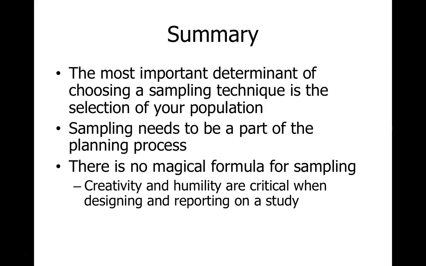And there's no magical formula for sampling. We're always making decisions between a range of options that may have some pros and cons associated with them. And so again, we're always balancing these things. And I think one of the tough things about research decisions is that there's often not a black or white, wrong or right decision that we're making. So we have to be creative, we have to have humility when we design and report on a research study, and realize what the pros and cons of our decisions are.